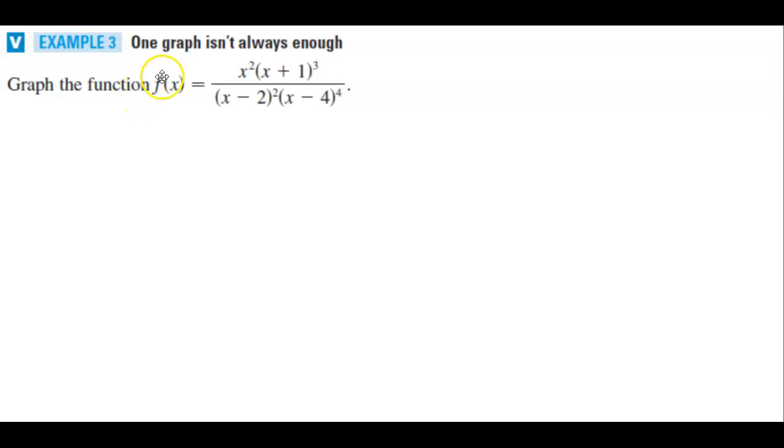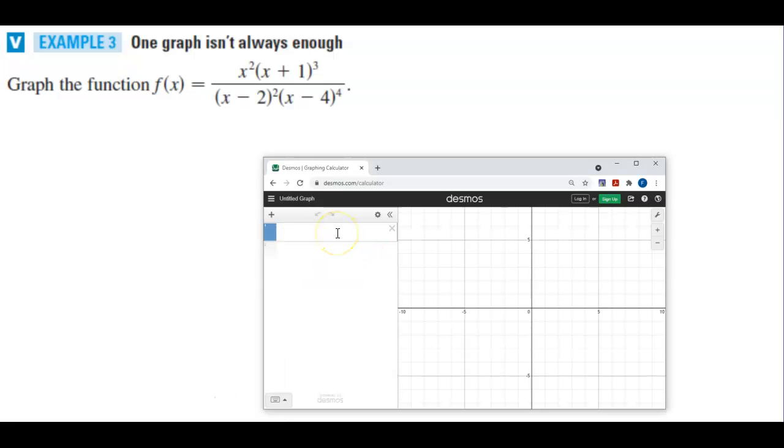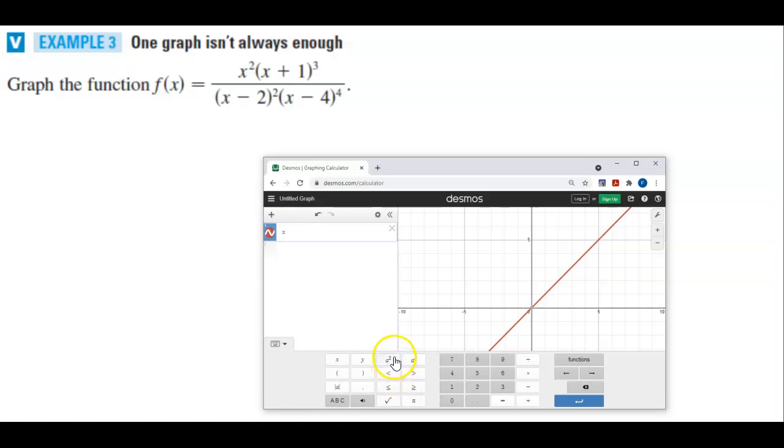Okay, for example 3, one graph isn't always enough. We want to graph the function f of x equals x squared times x plus 1 cubed over x minus 2 squared times x minus 4 to the 4th power. So let's first graph this function similarly to how we did it in a previous example by using the viewing rectangle to be negative 10 to 10. So let's go ahead and do that here.